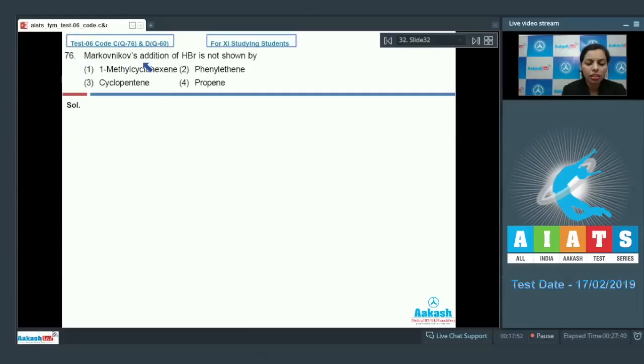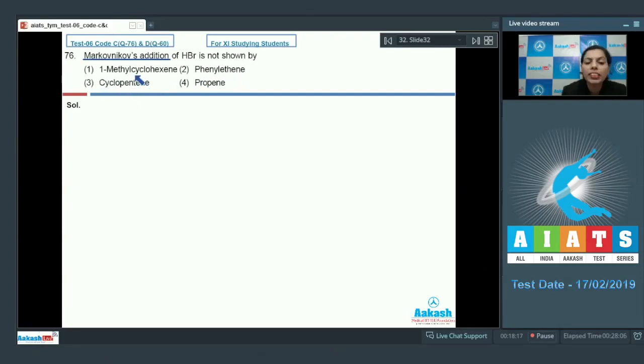Question number 76. Markovnikov's addition of HBr is not shown by. Markovnikov addition is the property of unsymmetrical alkenes. And if some alkene is symmetrical, then this addition is not shown by them. In these options, the first option, 1-methyl cyclohexene, is unsymmetrical. Phenylethene is also an unsymmetrical alkene.